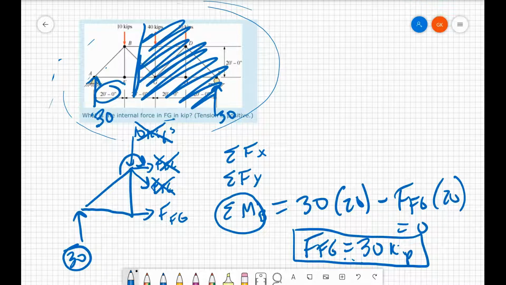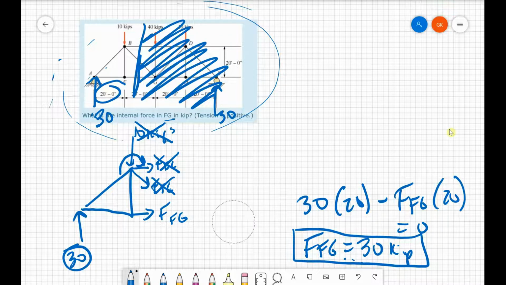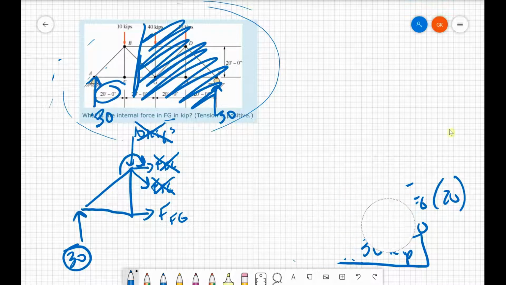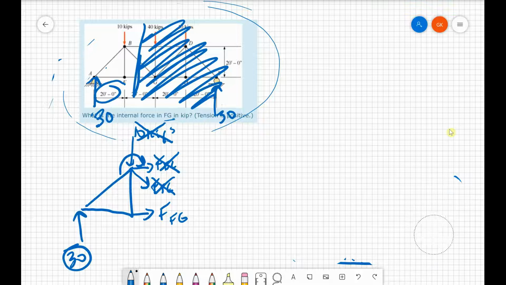Okay, now that's method of sections, and that worked really easily here. It's not always the easiest, but it is often the easiest way to do things. Now let's look at the method of joints. Okay, so let's erase this. We're going to keep on going to the method of joints and figure out how to solve it that way.